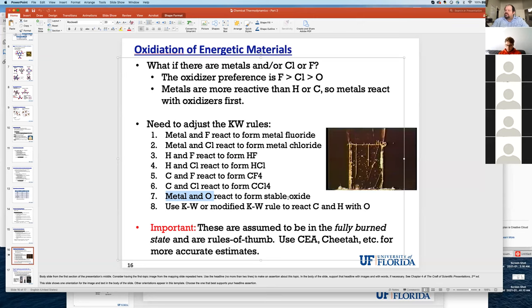Then finally, you now only presumably have oxygen and carbon and hydrogen left. Then you use the KW or the modified KW rules. So there's a whole lot of extra steps involved. I'm not going to go through any examples right now, basically with that. And these are assumed to be in the fully burned state, and these are just rules of thumb.